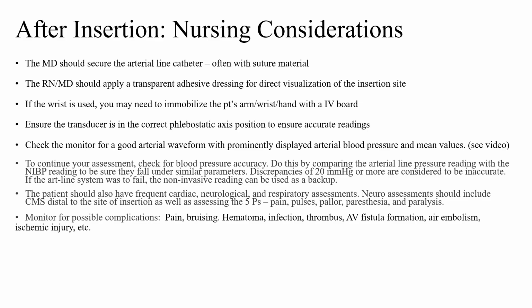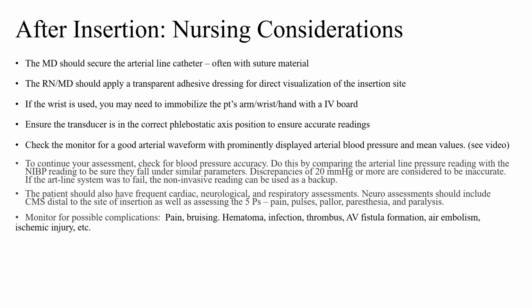After insertion of the arterial line, the doc should secure the arterial line catheter, often with some suture material. They'll just suture it in place. The doc and the nurse should apply some sort of transparent dressing for direct visualization of the insertion site. You want to assess for signs of bleeding, hematoma, bruising, infection, etc. If the wrist was used, you may need to immobilize the patient's arm or wrist or hand with an IV board, like what we do with pediatric patients.